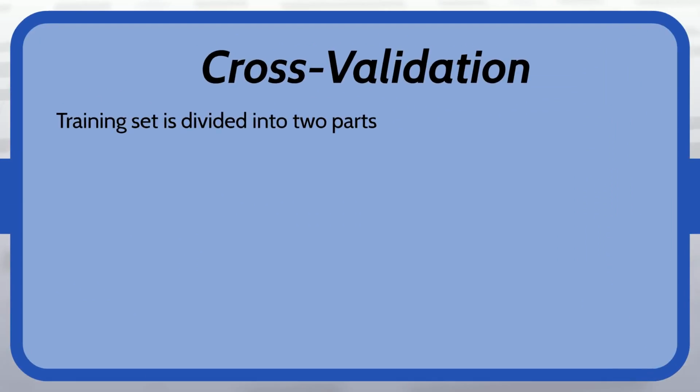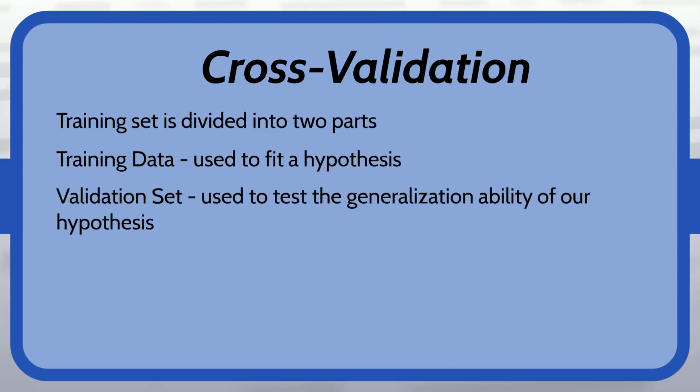So this brings us into the process of cross-validation. We are going to divide the data that we have into two parts for this process. The first part is going to be the training data, and we're going to use that to fit a hypothesis. On the flip side of that, we are going to have the validation set, which is going to be used to test the generalization ability of our hypothesis.